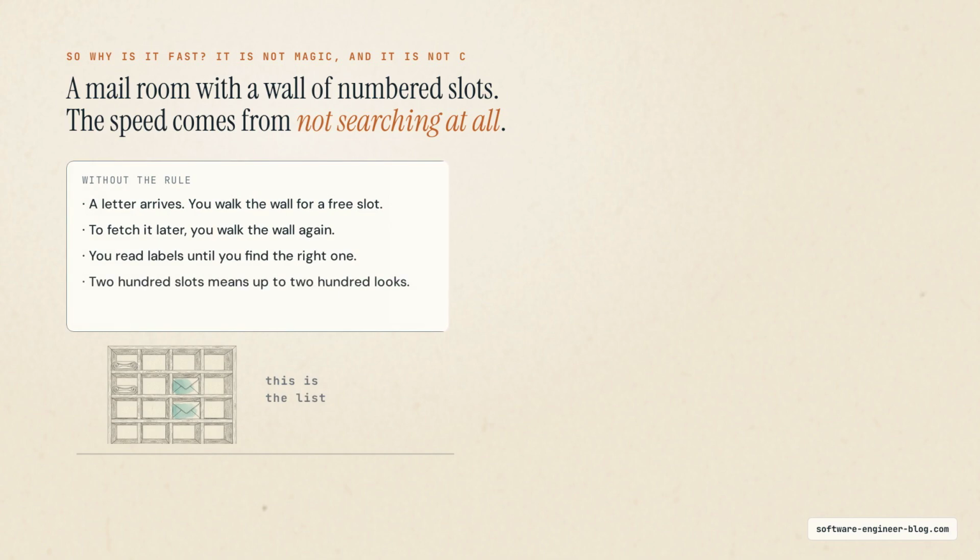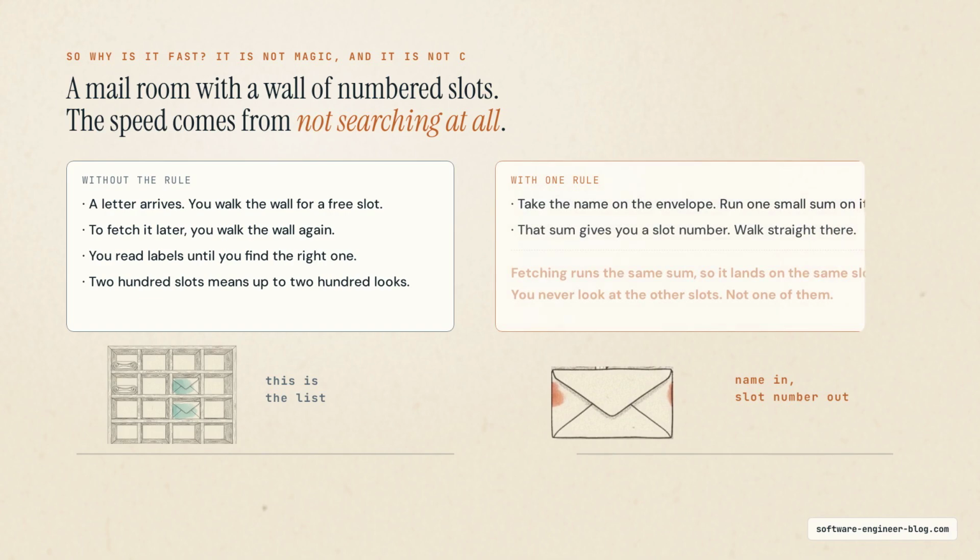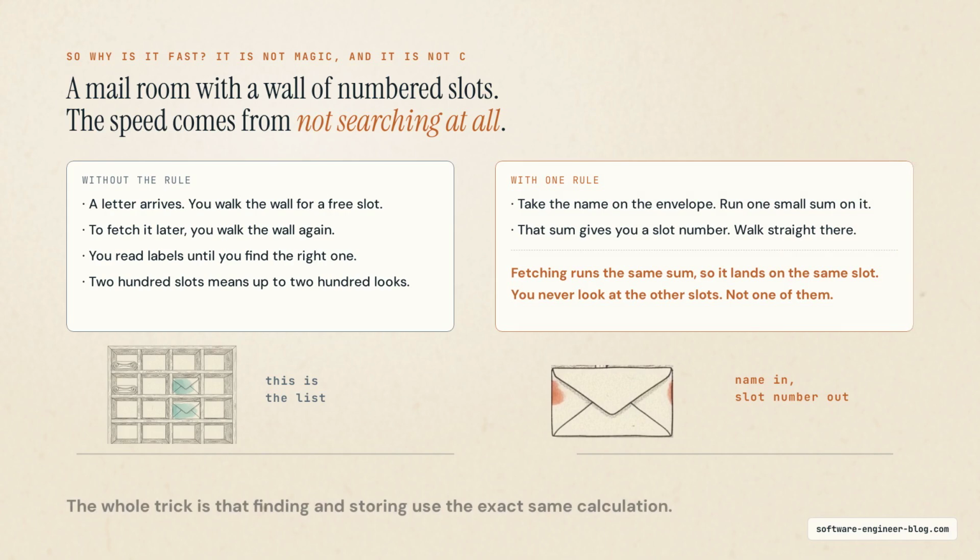Now add one rule. Take the name written on the envelope and run one small calculation on it. Count the letters, add up their codes, whatever, as long as it is the same calculation every time. That calculation gives you a slot number. So filing becomes: do the sum, walk straight to that slot, done. And fetching is the same sum, so it lands on the same slot. You never look at the other slots at all. That is the entire idea. The speed does not come from searching faster, it comes from not searching.